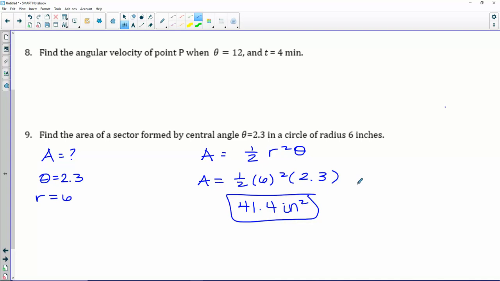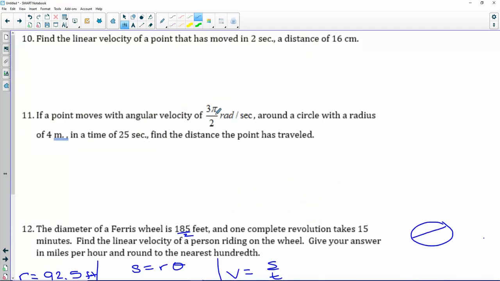What about number 11? Are we okay on that one? A point moves with an angular velocity of 3 pi over 2. What variable is angular velocity? Omega. The radius is 4 meters. Time is 25 seconds. Find the distance the point has traveled.